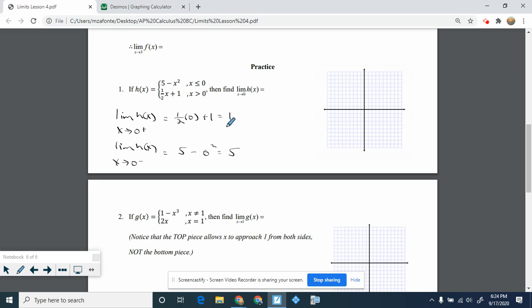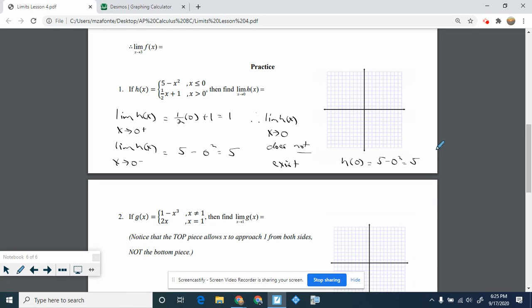And you're like, whoa, wait a minute. Limit from the right is 1. Limit from the left is 5. Therefore, the limit of h of x as x goes to 0 does not exist. Okay? And again, if you're thinking about what the "equal to" is all about, if I was to ask what is h of 0, so not the limit, but what is h of 0? What's the functional value at 0? That's when I would go ahead and just plug 0 in there. So I end up getting, it just so happens, 5. The functional value is 5 at 0.